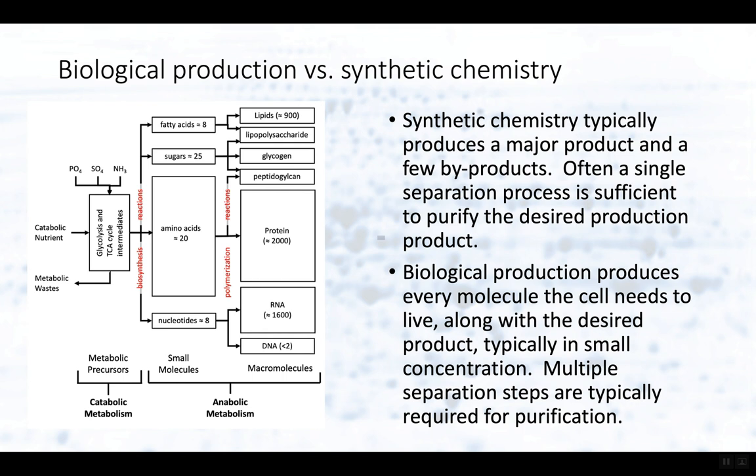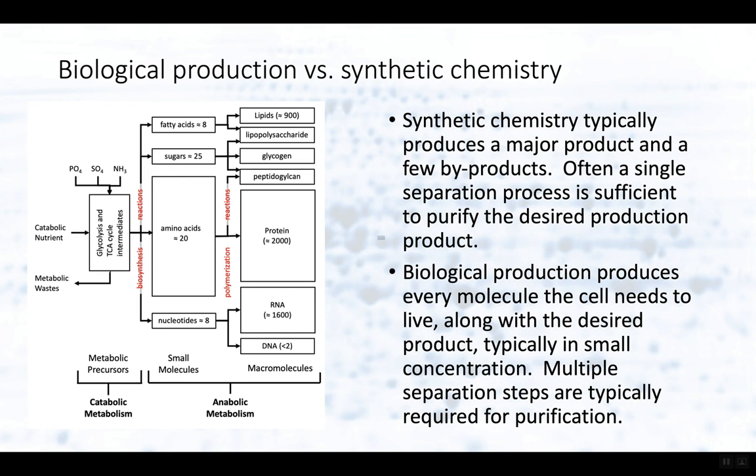Now, the cell is actually at a lower state of entropy than the system around it. And that means that it has to consume energy to maintain itself. So a lot of the catabolic nutrient that goes in, if we feed it glucose, it will spit back out CO2 and water, among other metabolic wastes. So the cell actually produces things that it exports to the media, making the media more complex.